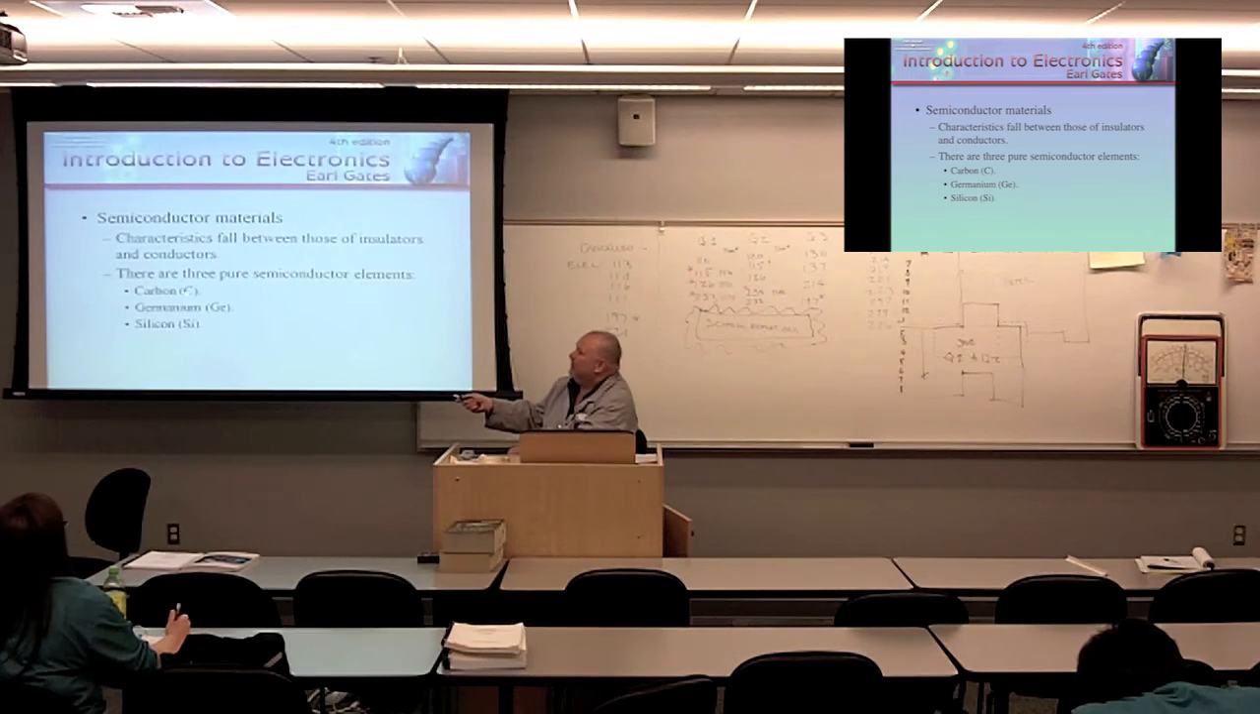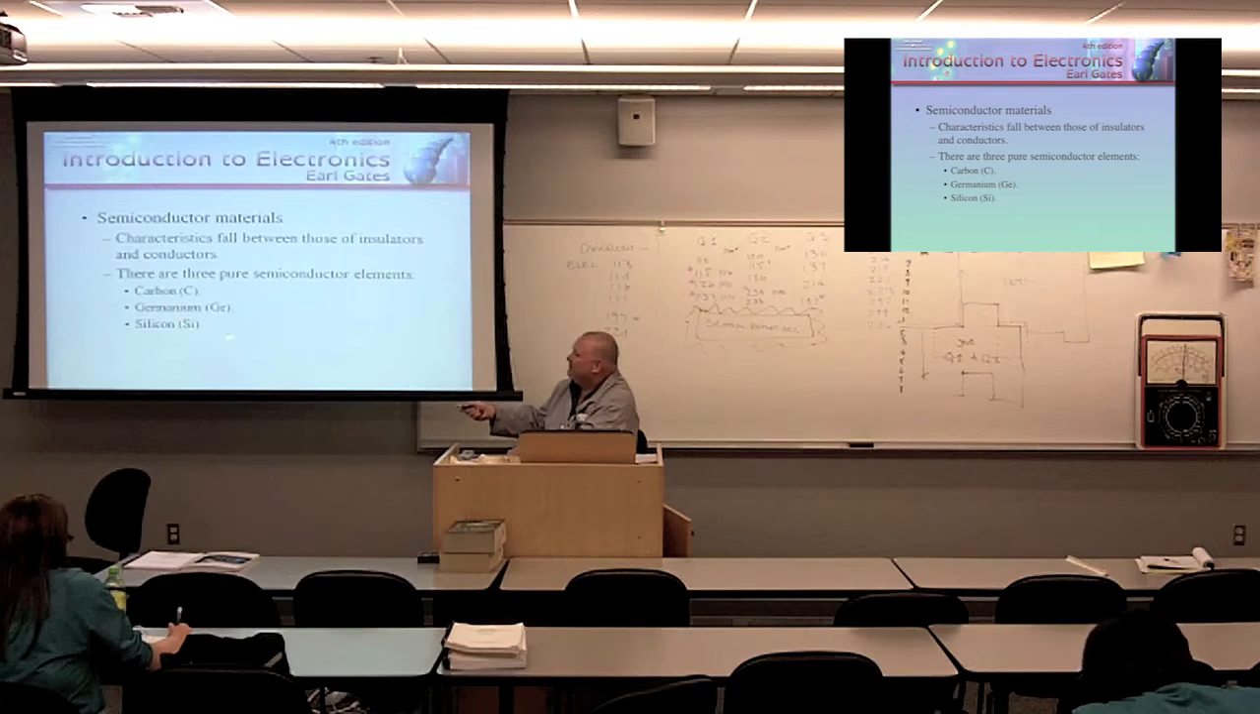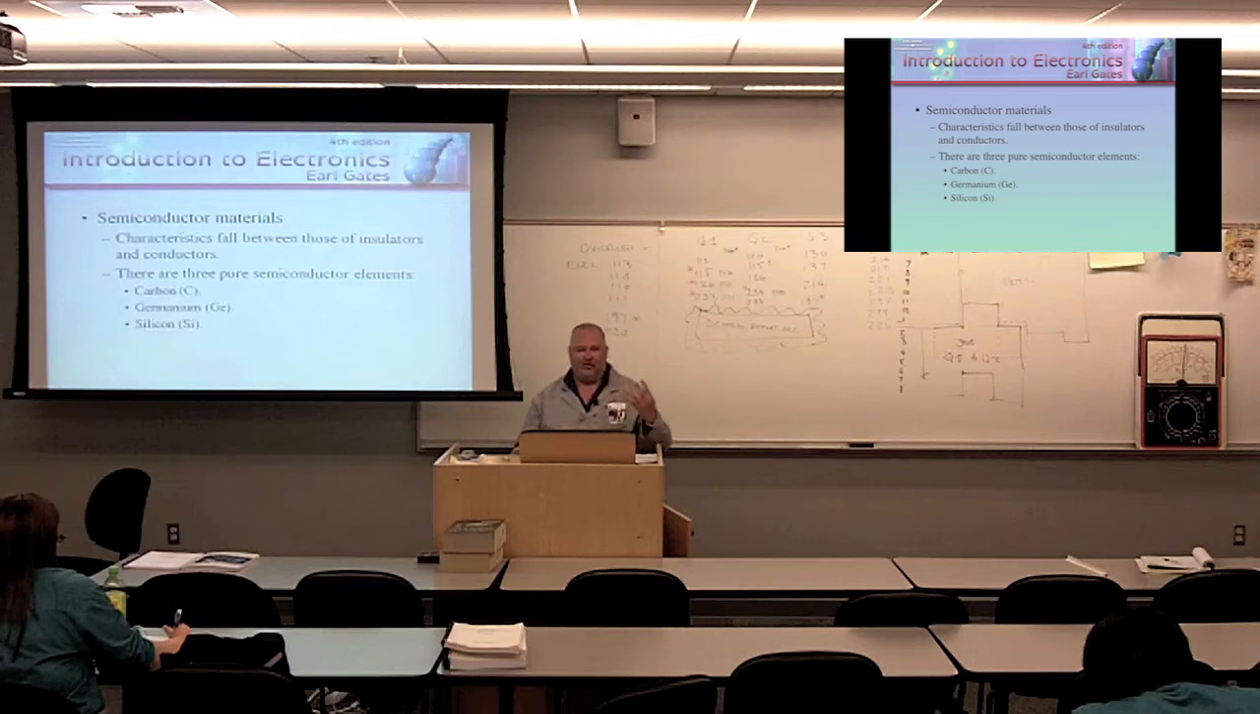And what they came up with was carbon, germanium, and silicon. Those three materials. They said they have 4 electrons in a valence shell. We'll see if we could play with them so that they begin to act like a semiconductor.